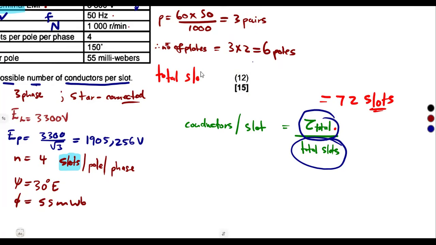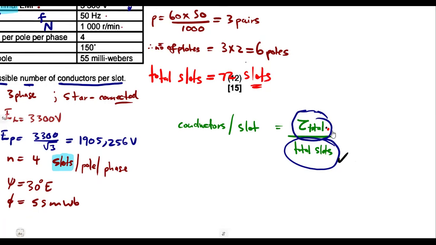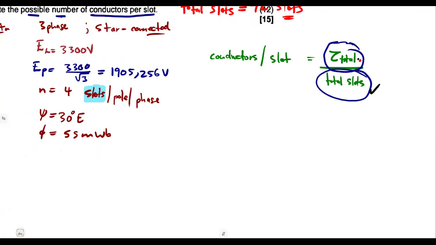Total slots. Know how you calculated this. So we have 72 slots. All right, we calculated this just for the sake of the space. There's a lot of things that we're going to need. So the Z total is needed, the total number of conductors. Let's figure out.